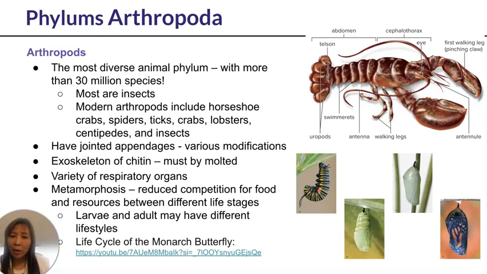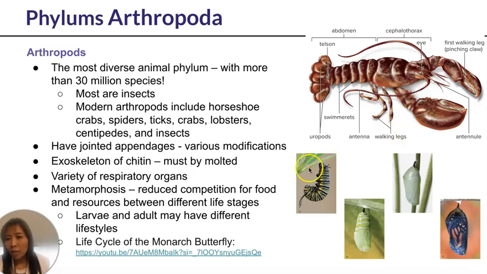And oftentimes they will have an exoskeleton as well that's made of chitin, and it must be molted. The classification that arthropods fall under is Ecdysozoa, and that actually means shedding of the skin. So you can think that that's what happens when their exterior is molted and shed, and that is one of the characteristics of why they fall under the Ecdysozoa.